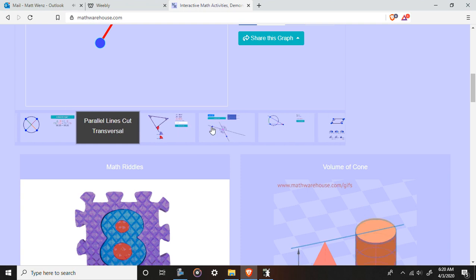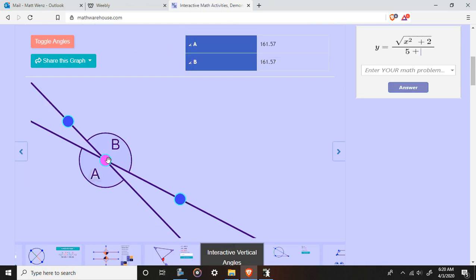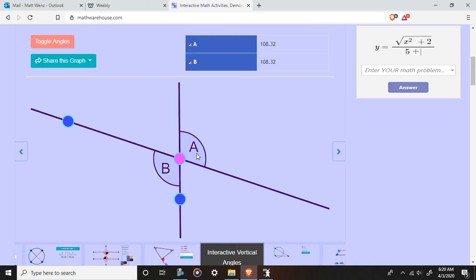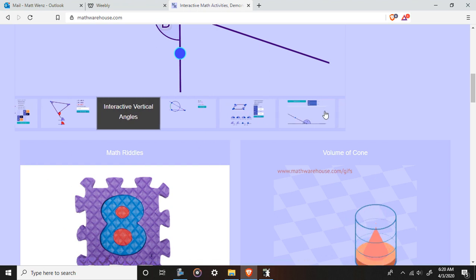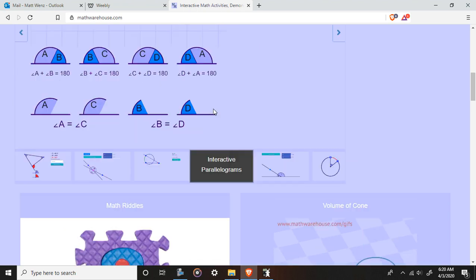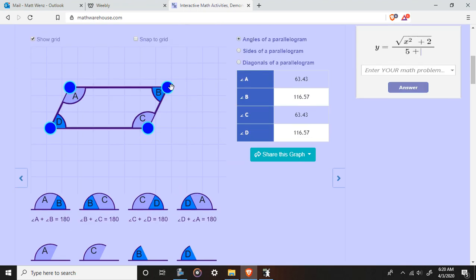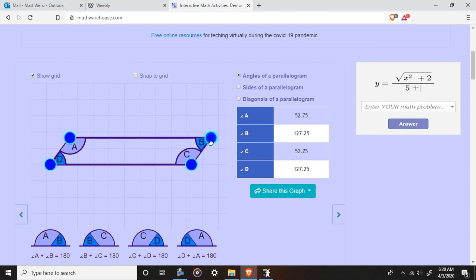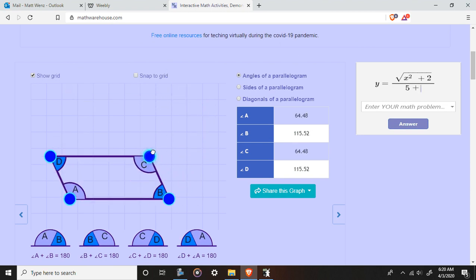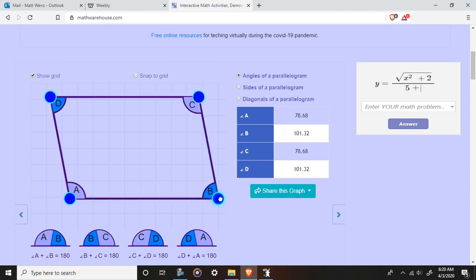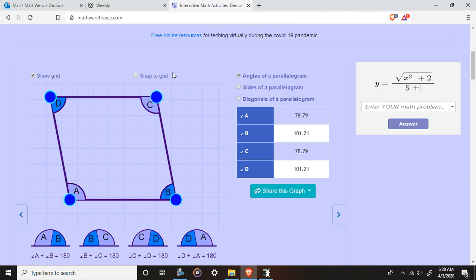What else we got here? Vertical angles. It shows you how they stay equal. I know a lot of you guys, if you're visual learners, it's easy stuff. Next week we'll be talking a lot about parallelograms, so this will hopefully help you clear up some of those ideas. So take a look at some of this stuff, mess with some of them. Just go exploring.